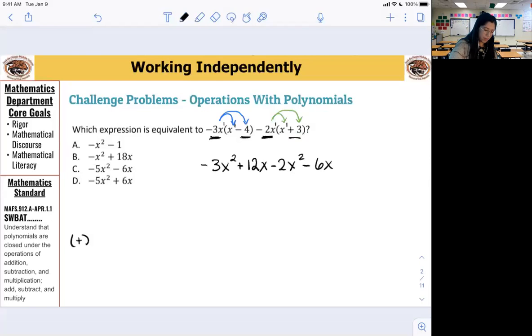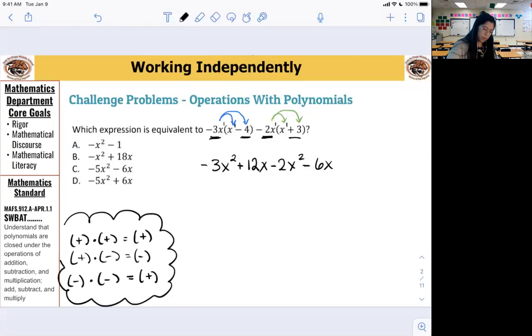A positive times a positive. A positive number times a positive number is a positive. A positive number times a negative number is a negative. A negative number times a negative number is a positive. So we always have to remember those little rules.